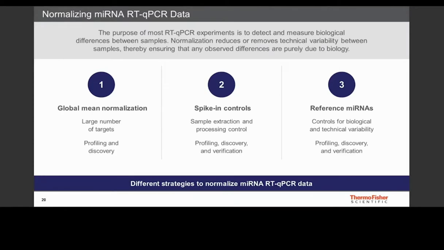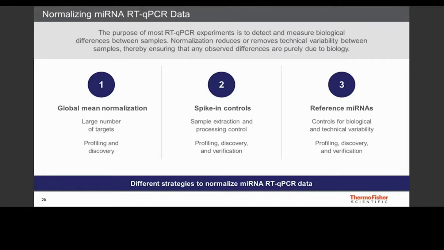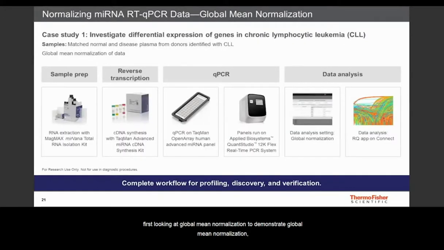MicroRNA qPCR data is typically normalized in three different ways. To make these different strategies more understandable, I will go through some case studies, and we'll delve a little deeper into what each of these strategies brings. So first, looking at global mean normalization.